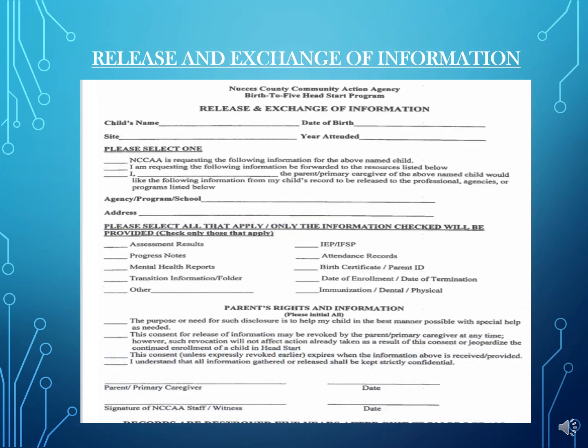This here's the release and exchange of information. Remember, this release and exchange of information is only to be used once. Once you've received whatever document you've requested, or you've given the parent what they've requested, then this form is no longer any good. It is void. Anytime a new request is made, a new form must be filled out by the parent, signed and dated, and filed in the child's record.